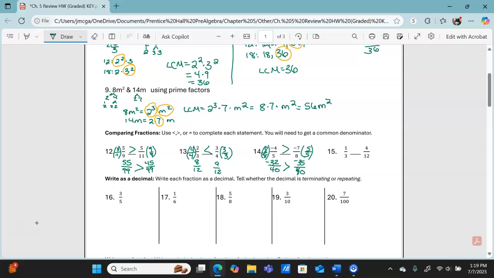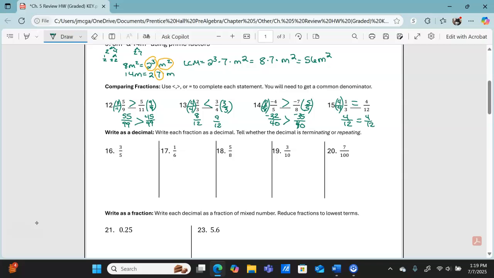1/3 and 4/12, common denominator is actually 12. I don't need to multiply that by 12. I need to multiply it by 4. So I'm going to multiply this by 4 over 4. And so I get 4 over 12 and 4 over 12. So those are equal.